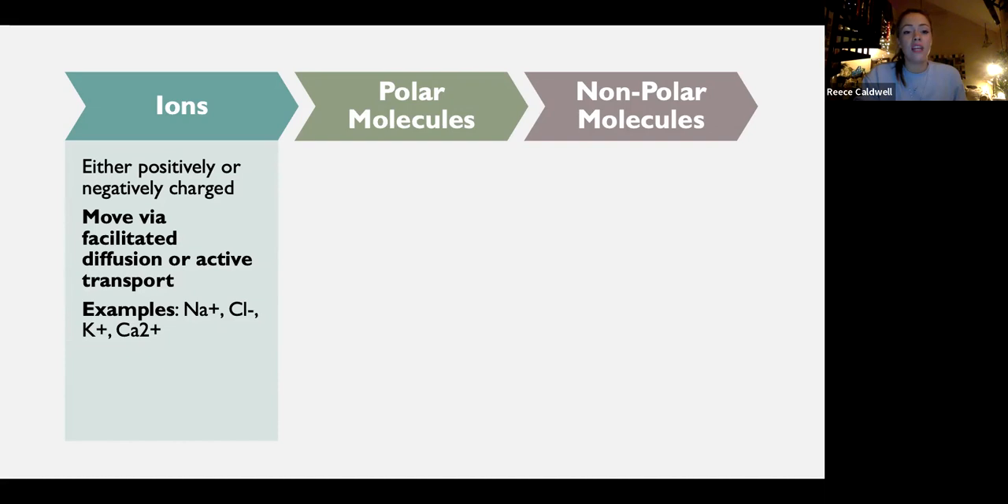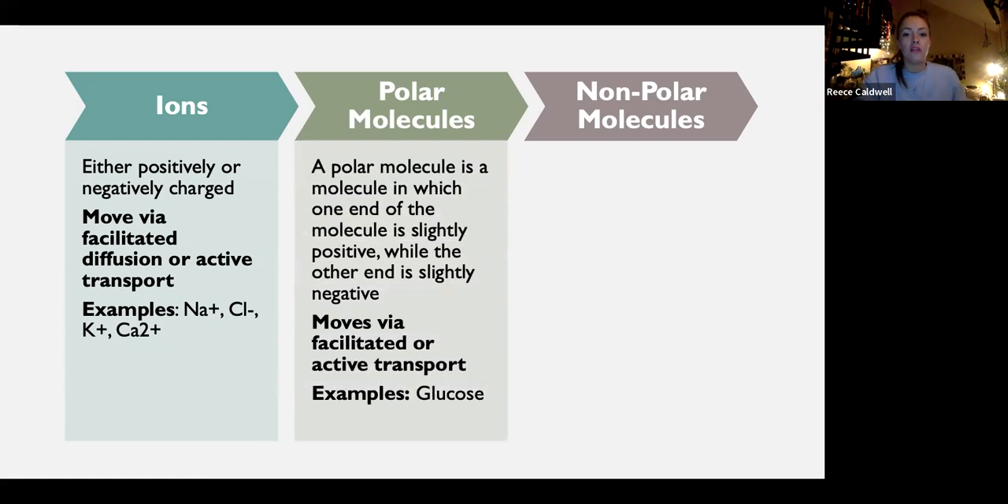Ions are either positively or negatively charged and move via facilitated diffusion or active transport. So if an ion such as sodium, chloride, potassium, or calcium needs to move through that cell membrane, it needs some type of carrier or channel to move through. And that is specifically due to them being charged. So if some type of particle has a positive or negative charge on it, that means that we're going to need that facilitated diffusion or active transport in the cases where we need to move it against its concentration gradient to transport that particle.